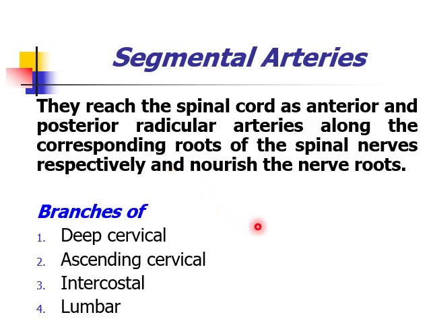In addition to the anterior and posterior spinal arteries, we mentioned that we've got segmental arteries, and we describe these segmental arteries as a group of arteries entering at each spinal segment at different anatomical regions. So we are having arteries coming from the deep cervical area, ascending cervical arteries, intercostal, and lumbar arteries. These are all the parents for the branches coming as segmental arteries to supply the spinal cord. They reach the cord as anterior and posterior radicular arteries along the corresponding roots of the spinal nerves, respectively, and nourish the nerve root, as we just saw in the previous picture.